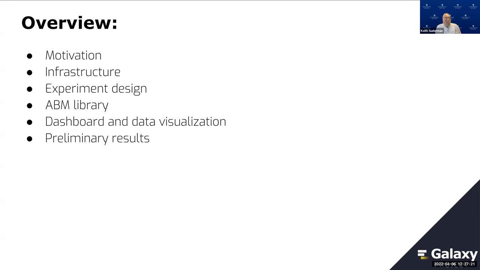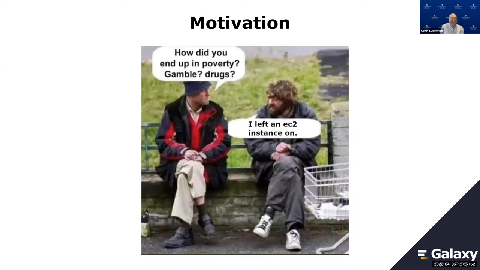So just a quick overview, we'll talk a little bit about the motivation, why we're doing what we're doing, talk a little bit about setting up our infrastructure, the experiment design, ABM, which stands for automated benchmarking, which is a Python library we developed to automate a lot of the projects, talk about the dashboard we hope to develop and data visualization of our results, and then just a word or two about the results that we have found so far.